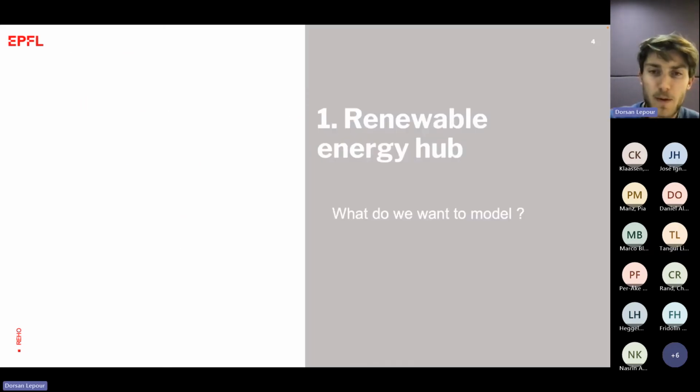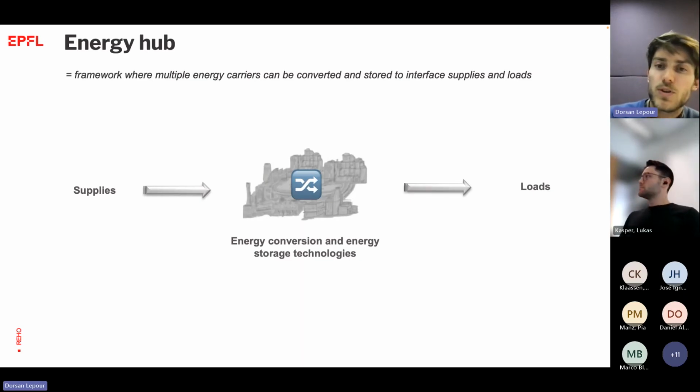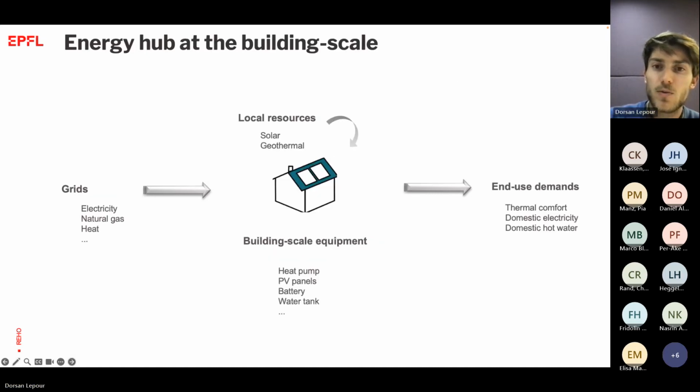So first, what do we want to model? I won't go into the very small details, but for REHO we use the concept of energy hub, which is simply a framework where multiple energy carriers can be converted and stored to interface supplies on one side and loads on the other side. We'll apply this energy hub concept first at the building scale.